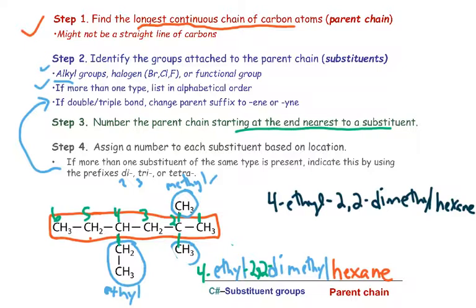A little grammatical comment that you might want to add to your notes here is that notice that here we have a dash and here we have a comma. So if it's between a number and a letter, we use a dash. But if we have 2 numbers, like 2, 2, we use a comma. So that's just sort of a grammatical rule. Between a number and a letter, it's a dash. Between a number and a number, it's a comma.